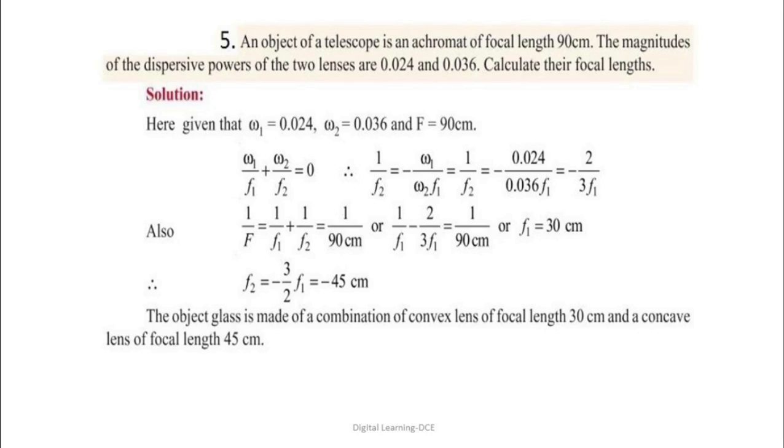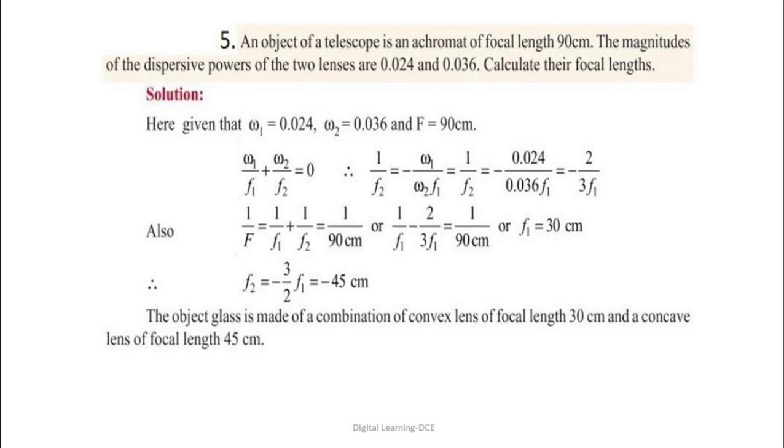Omega 1/f1 + omega 2/f2 is equal to 0. Therefore, 1/f2 is equal to -omega 1/(omega 2 f1), which is equal to -0.024/(0.036 f1), which is equal to -2/(3 f1).